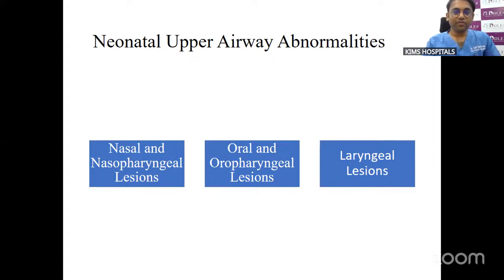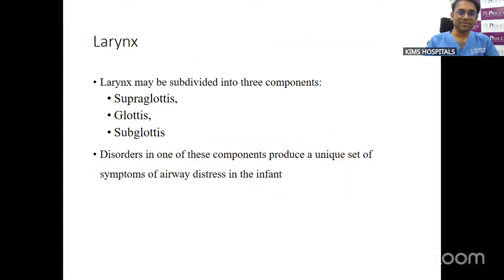Neonatal upper airway abnormalities can be broadly classified into nasal and nasopharyngeal lesions, oral and oropharyngeal lesions, and laryngeal lesions. The nasal and nasopharyngeal lesions include choanal atresia and narrowed apertures, and the oral lesions include epignathus or other kinds of oral lesions. I'm not going into the depth of the nasal and oral lesions. I want to focus my topic more on the laryngeal lesions, which need to be addressed more prominently. The larynx is subdivided into three components: supraglottic, glottic (the vocal cord area), and subglottic. Disorders of these components produce different kinds of airway distress symptoms in the infant.